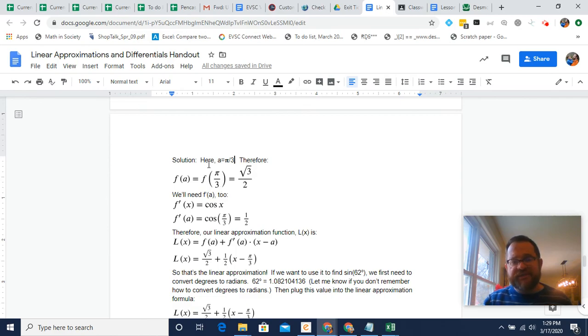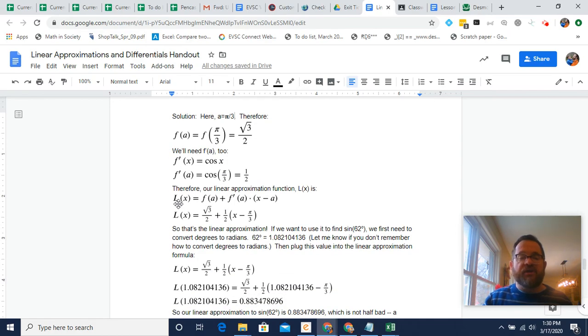f is sine, so this means sine of pi over 3. And feel free to go look it up on your unit circle over there, but it's square root of 3 over 2. All right, we're also going to need f prime of a. Well, f prime of x, if f of x is sine, f prime of x is cosine. So f prime of a is cosine of pi over 3. That might be one you know, that might be one you look on your unit circle to find, but it's 1/2.